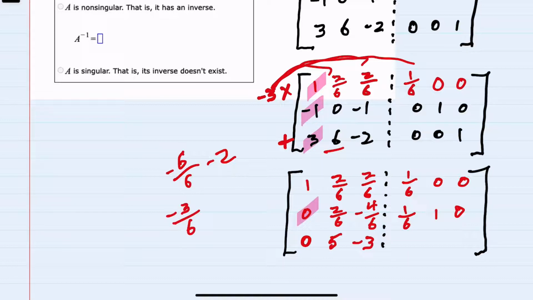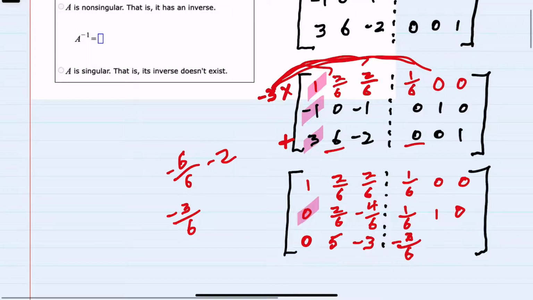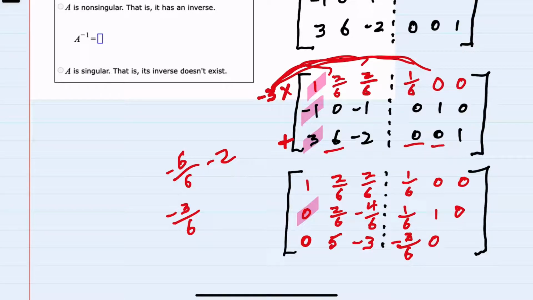Again, I'm going to leave this unsimplified when I add it to 0 and just say that is negative 3/6. Negative 3 times 0 is 0, plus 0 is a 0. Negative 3 times 0 plus 1 is 1. So again, I've taken another step here, and I now have this first row entirely as I wanted it to be. 1 in the top and the other two values are 0.